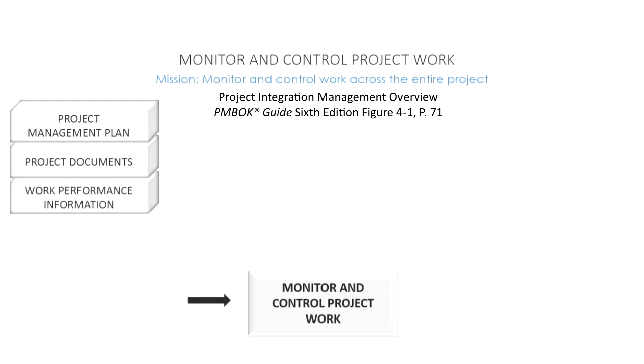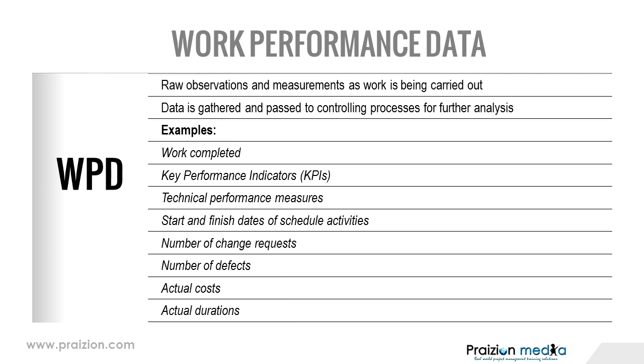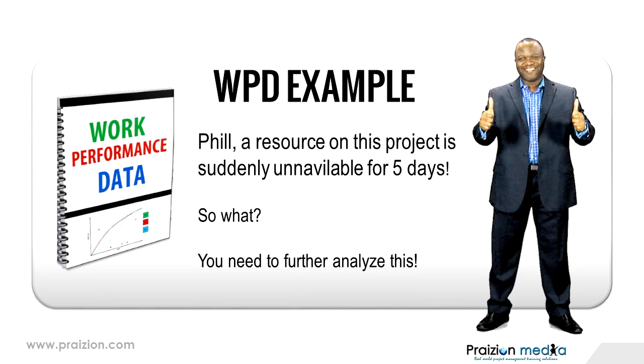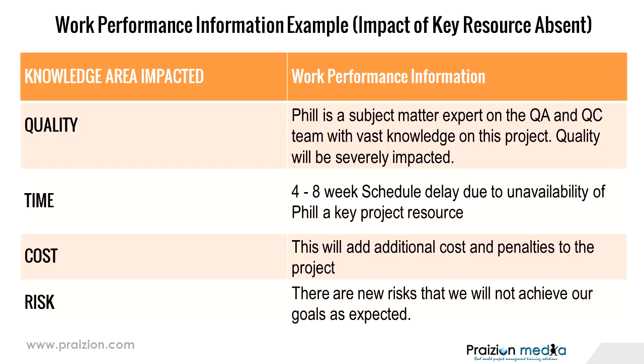Okay. The next input is work performance information. So we've been talking about work performance data, WPD, and work performance information, WPI. Work performance data comes from direct and managed project work. It goes to monitoring and controlling processes. The work performance data, remember what it is? Do you remember what it is? Raw observations. These raw observations need to be analyzed in the monitoring and controlling processes.